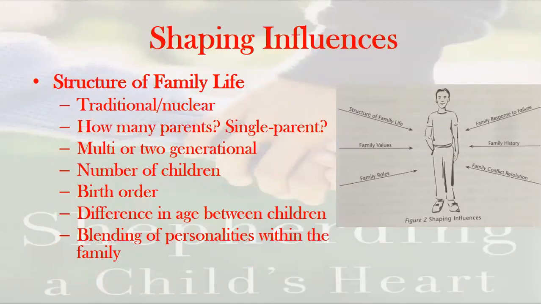Okay, so what are some of the shaping influences related to family life, or the structure of family life? What kind of family do you have? Many of our parents, for example, grew up in a traditional family as opposed to a nuclear family. Nuclear family means just a father, mother, and children, whereas traditionally you grew up in a home with an extended family. Maybe your grandparents were there. We don't have that kind of situation anymore. The multi-generational family, the number of children, the birth order of a child, is important.